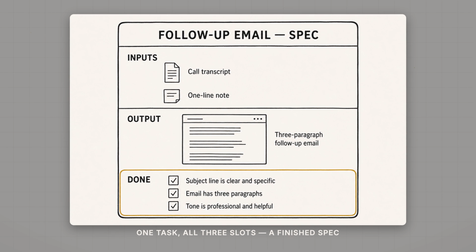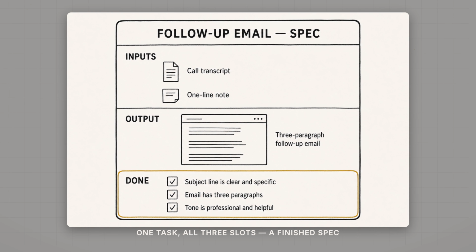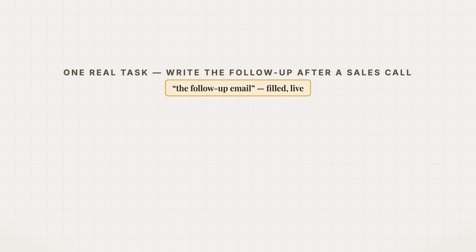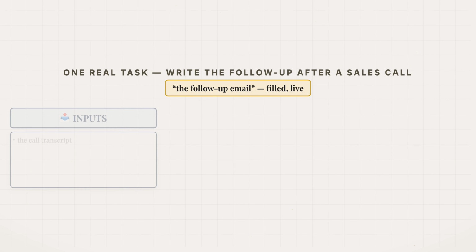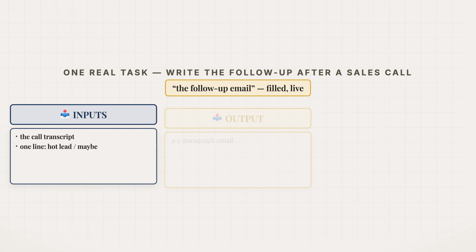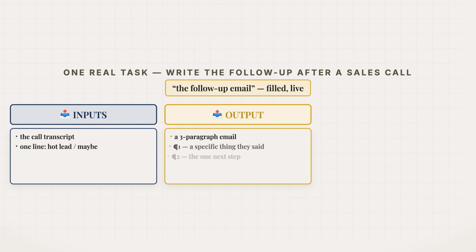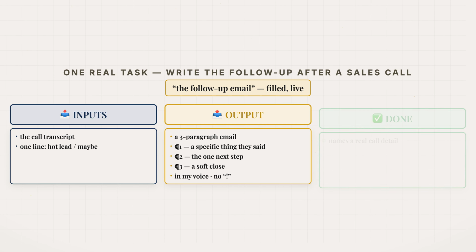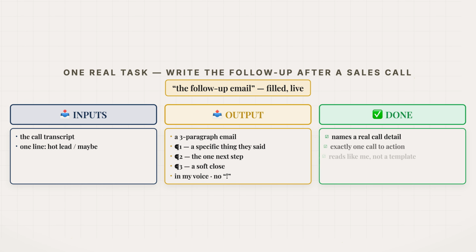Let me run all 3 on one real task so you can see how fast it actually goes. The task: write a follow-up email after a sales call. Inputs: the call transcript plus 1 line from you on whether this was a hot lead or a maybe, because the email leans differently depending on which. Output: a 3-paragraph email. Paragraph 1 references something specific the person said on the call. Paragraph 2 gives the single clear next step. Paragraph 3 is a soft close. In my voice. No exclamation points.